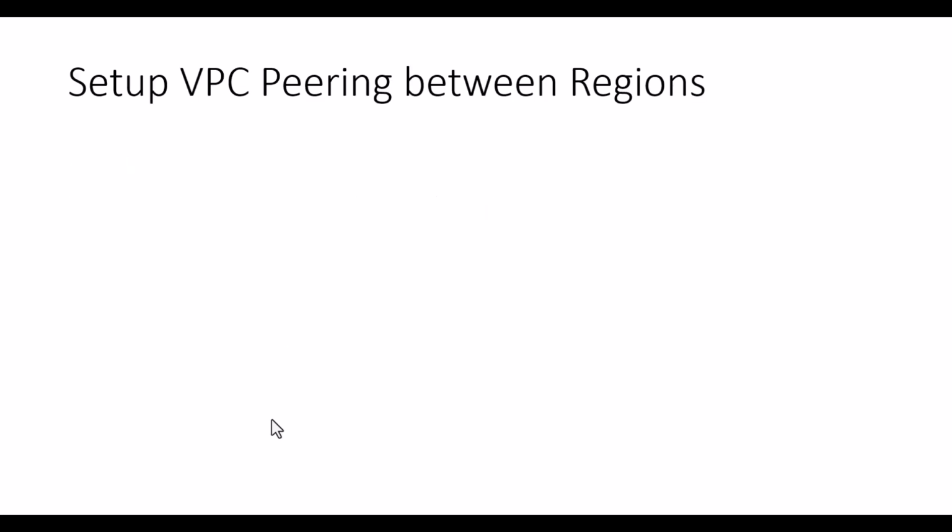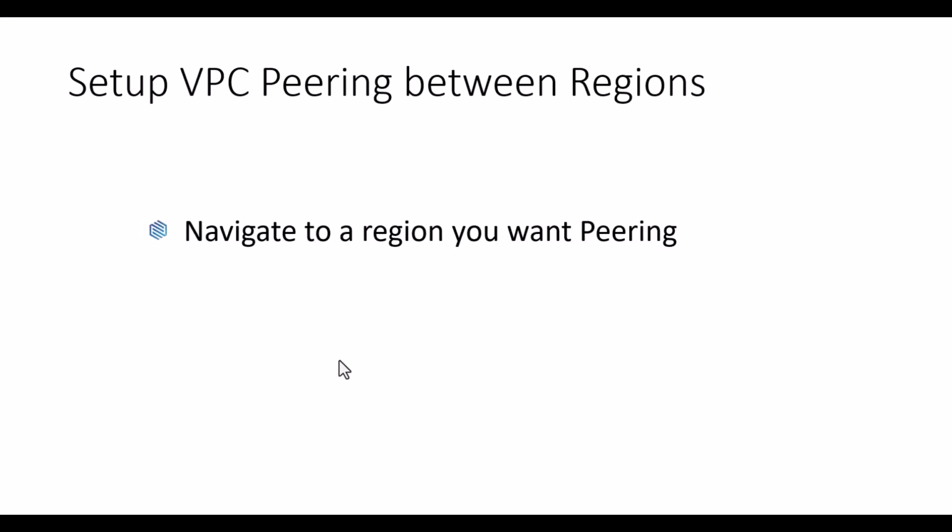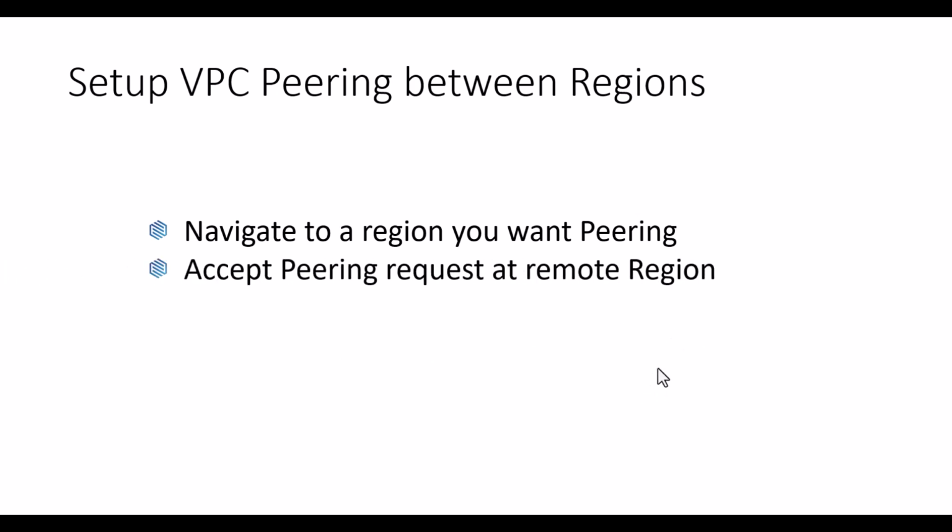All right, so in the demo, we're going to set up a VPC peering between two regions. We're going to set it up between the Ohio region and the Oregon region. So first thing you need to do is navigate to one of those regions. Doesn't matter which one it is, just as long as it's one of the regions you're going to be connecting. And then once you set up the peering connection, then you have to navigate back to the remote region and accept the peering request. Then after you do that, we're going to create routes at both VPCs, because you have to be able to route those IP addresses between the two VPCs.